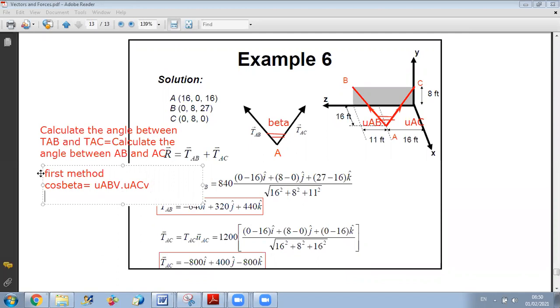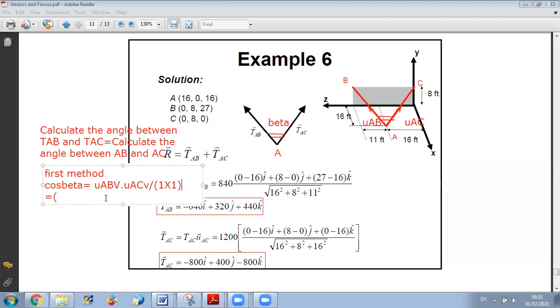If I do the dot product of the unit vector of AB, I should divide by the magnitude. But what is the magnitude of the unit vector of AB? It's 1. And what is the magnitude of the unit vector of AC? It's also 1. Since it's 1, we can say that cosine beta is simply the unit vector of AB dot the unit vector of AC.